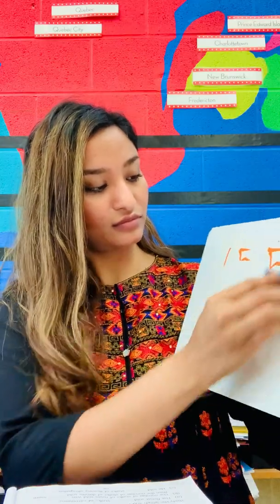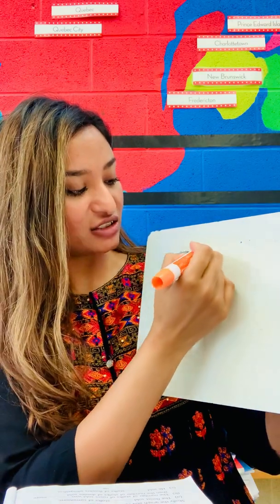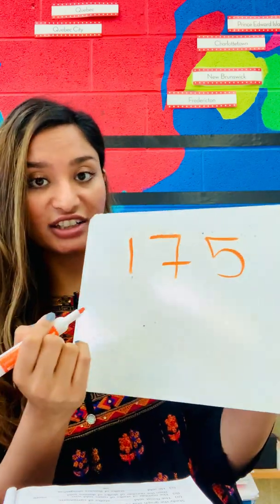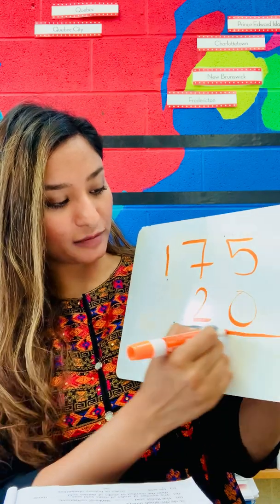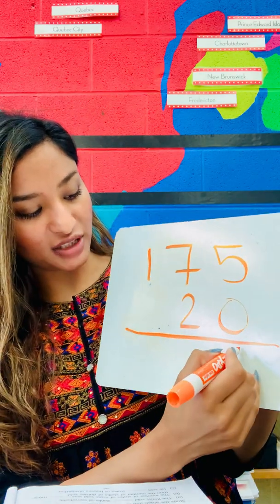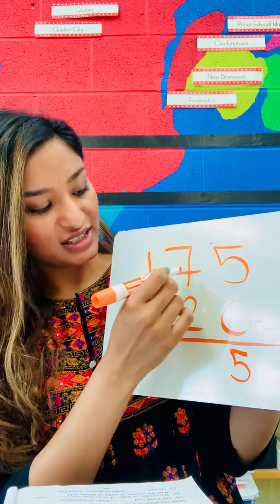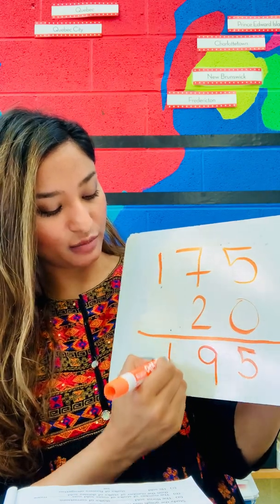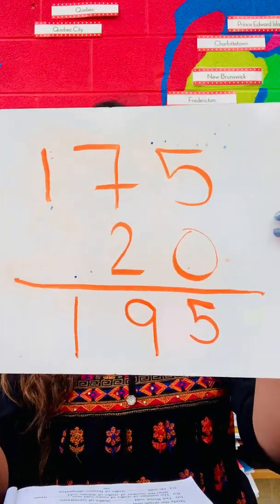After 155, it is 175. Now in 175, if we add 20 more, so I have 175, and I need to add 20 more to it. Okay, so let's go ahead. 5 plus 0 gives me 5. 7 plus 2 gives me 9, plus 1. So my answer is 195.